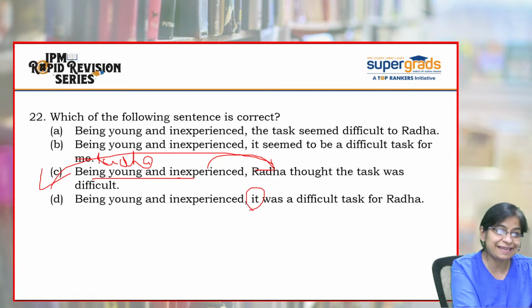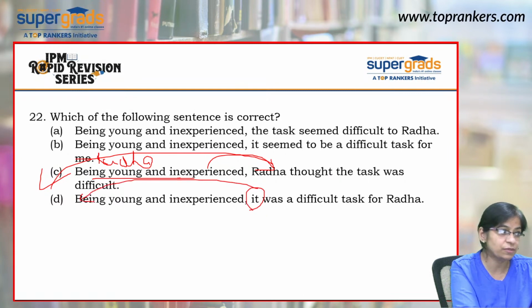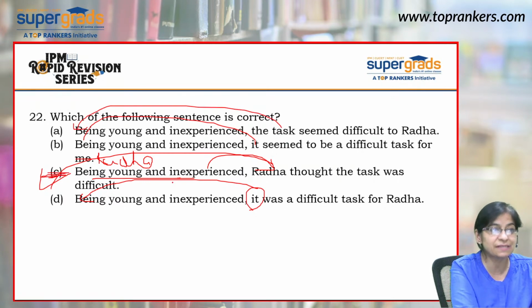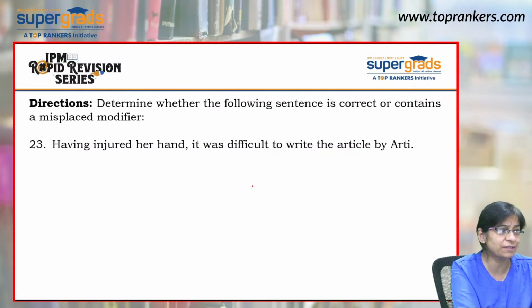Now, if I place it here, see, it was not young and inexperienced. It, the task, no, doesn't make sense. It has to be C, where Radha is the word which the expression "being young and inexperienced" modifies. So I quite agree with all the answers that I've got. Good going. And I guess this is the last question for the day.